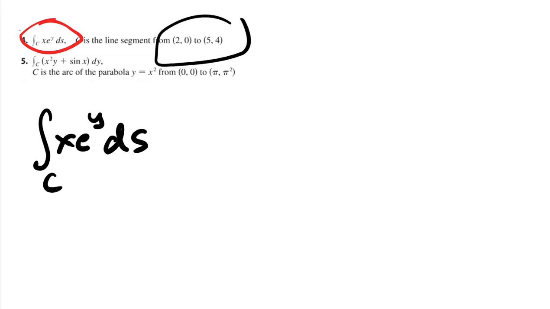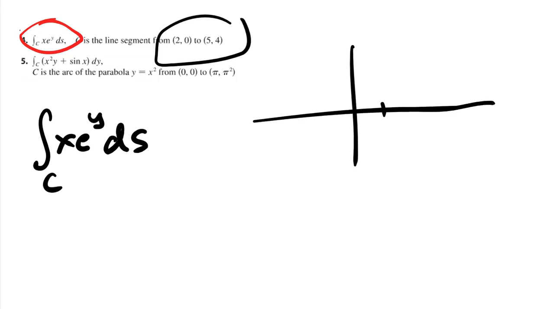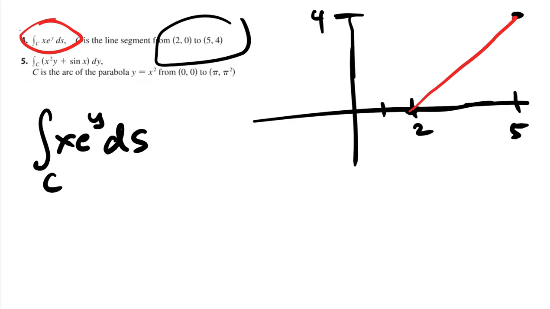(5, 4). So it's this line segment from (2, 0), this is 2, and then maybe 5 is over here, and maybe 4 is way up here. So this is (2, 0) to (5, 4). So it's this line right here, and it's going in this direction. So we're going to parameterize it.